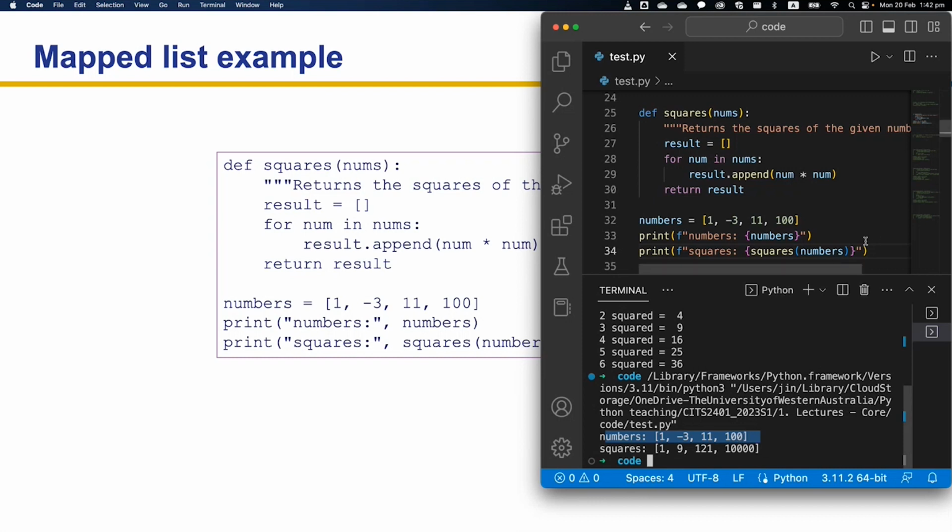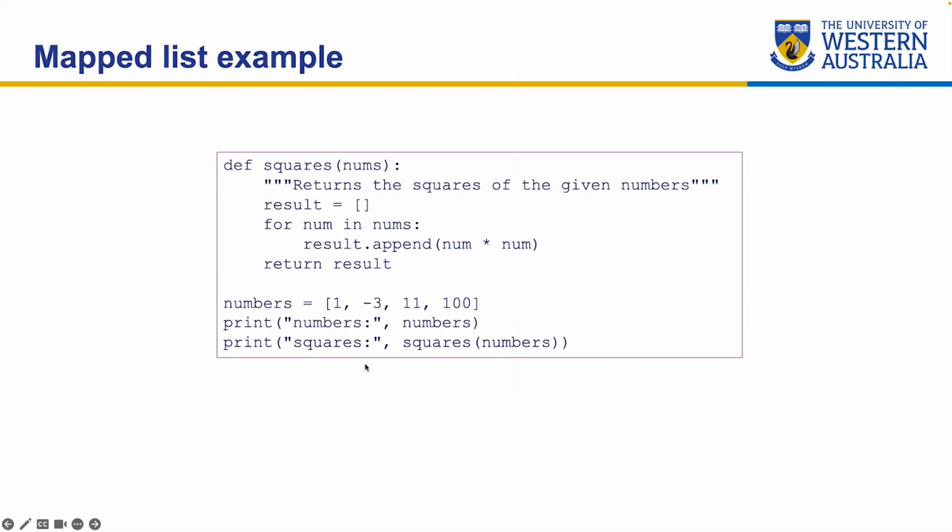So we have created a new list by doing some calculations on the values inside our original list. This is the mapped list example, which follows very closely with the accumulator pattern. However, this time we're not keeping a single value, but multiple values.